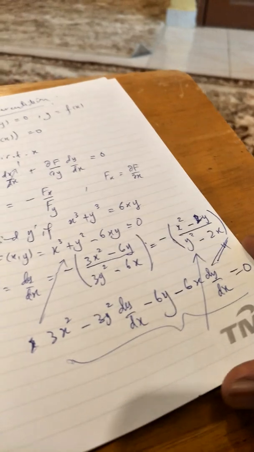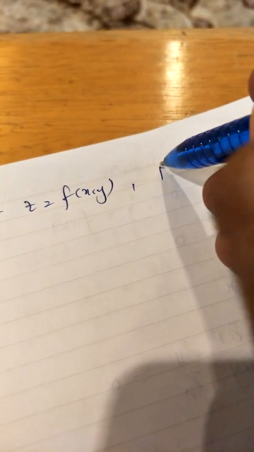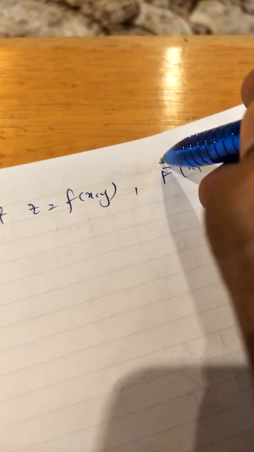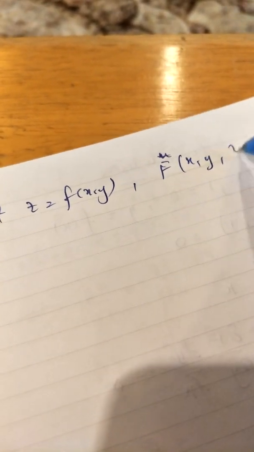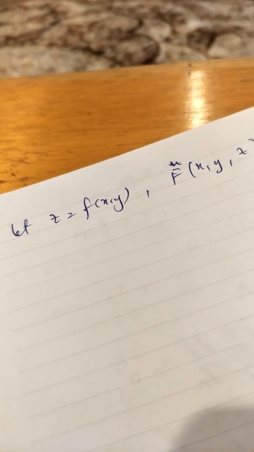Okay, so that is for the case of a function depending on x and y variables. If you have three variables x, y, z, for example, we let z be a function of x and y, and our f is a function of x, y, z, that equals 0.